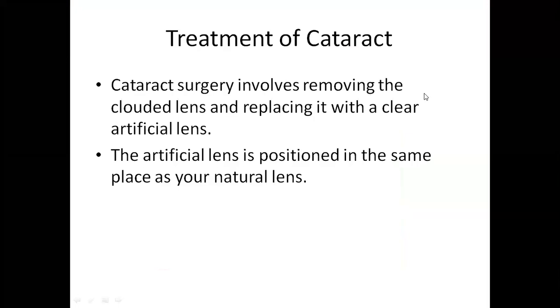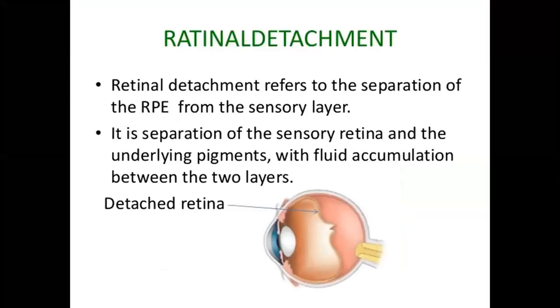Cataract surgery involves removing the clouded lens, आप निकाल देंगे, and replacing it with a clear artificial lens. जिनके घर में दादा दादी नाना नानी हैं, उनके ऑपरेशन हो चुके होंगे, उन बच्चों को पता होगा, ठीक है. The artificial lens is positioned in the same place as your natural lens. तो वही लगा दिया जाता है वो आर्टिफिशियल लेंस भी. और आप आर्टिफिशियल लेंस देखेंगे तो वो चमक रहा होता है रात में भी और सूरज की रोशनी में भी.